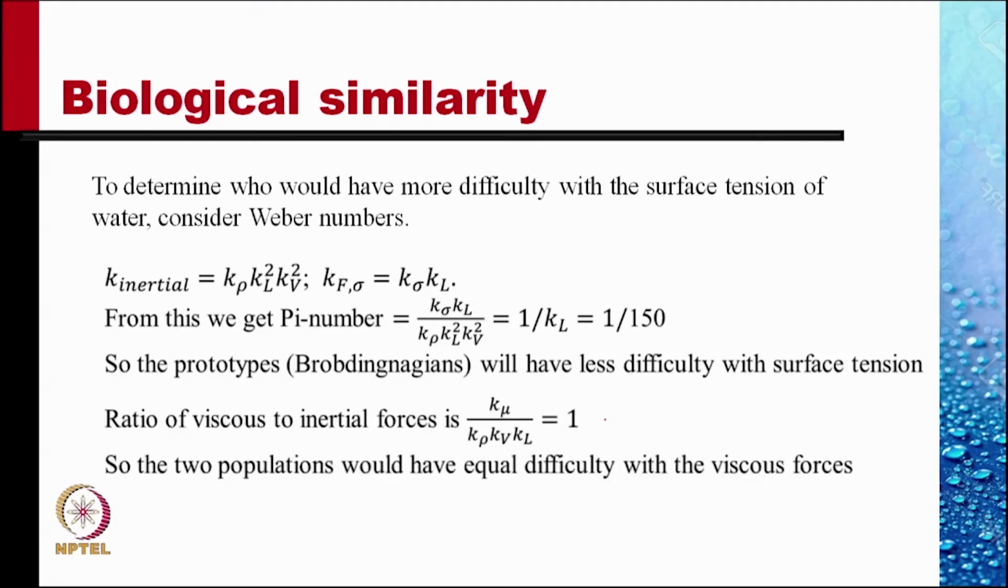Similarly, the ratio of the viscous to inertial forces is like 1 over Reynolds number, and so K mu divided by K rho, K V, K L should be 1. So the two populations would have equal difficulty with the viscous forces.